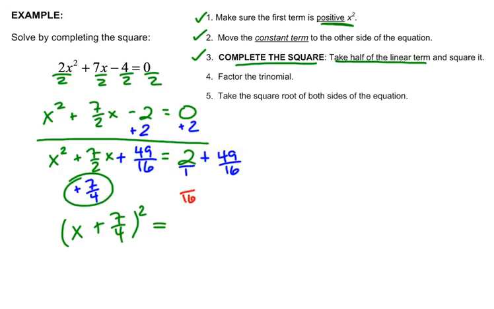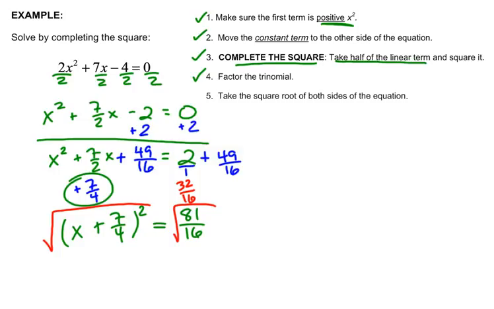So as I convert 2 to something over 16, that would end up being 32/16. So I have 32/16 plus 49/16, and that gives me a total of 81/16, which is actually a very good number to work with, and we'll look at why in just a moment. So we have factored the trinomial, and we've got everything simplified on the right side of the equation. Now we're going to take the square root of both sides. So I take the square root of this side, I take the square root of this side.